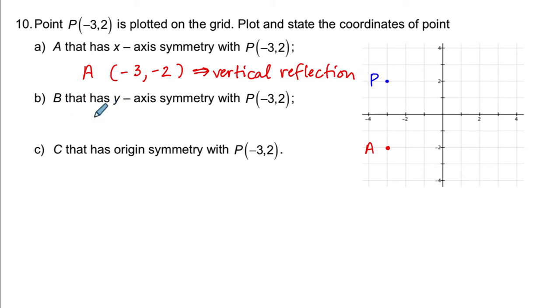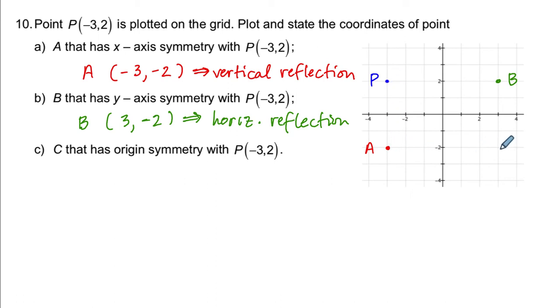In part B, we are going to reflect P through the y-axis, which is actually going from the left to the right, and this is a change in sign of the x-coordinate. So the coordinates of B are 3, -2. This results in a horizontal reflection of point P to point B. And lastly, in part C, we want to have origin symmetry with P, so we rotate 180 degrees about the origin, which is the same as either reflecting vertically and then horizontally, or horizontally first and then vertically.